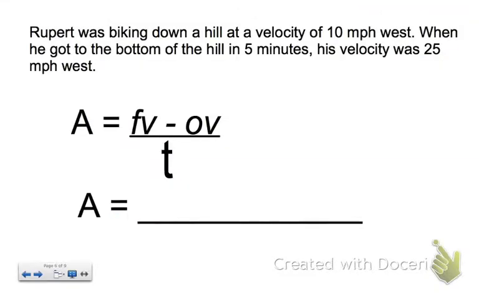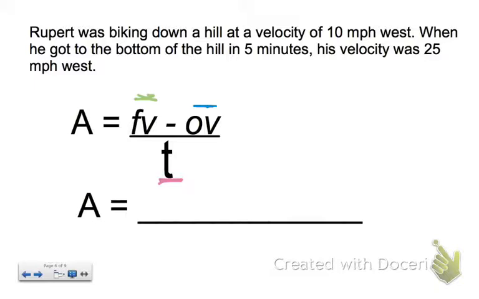Okay, so our first example problem is this. Rupert was biking down a hill at a velocity of 10 miles per hour west. When he got to the bottom of the hill in 5 minutes, his velocity was 25 miles per hour west. And so we need to find these three variables: the FV, which I'm going to label in green, and then the OV, which I'm going to label in blue, and then the time, which I'll label in pink. And so we're going to find those in our word problem right now.